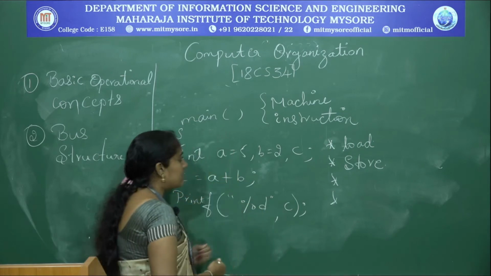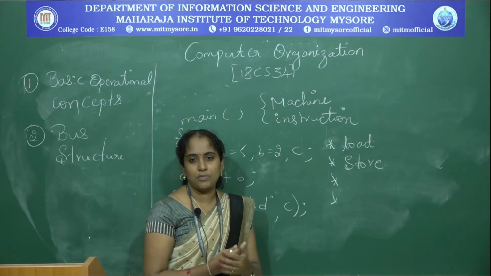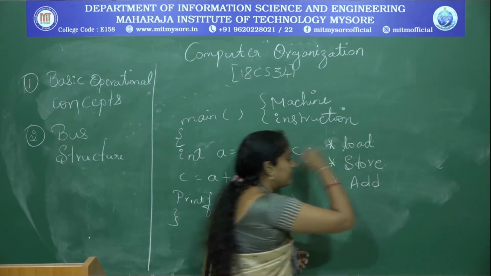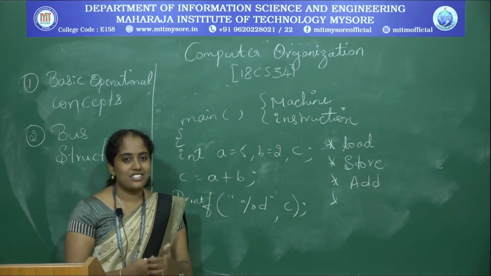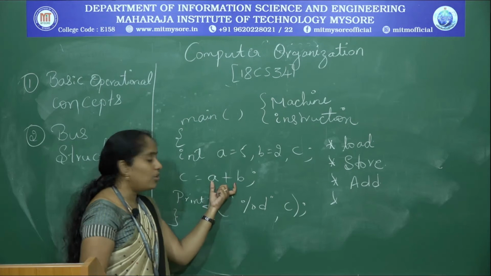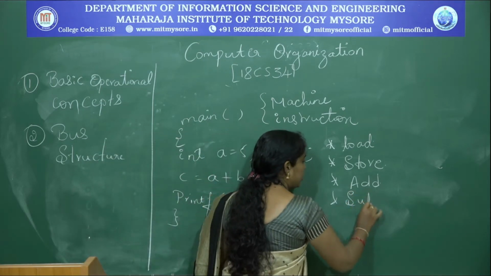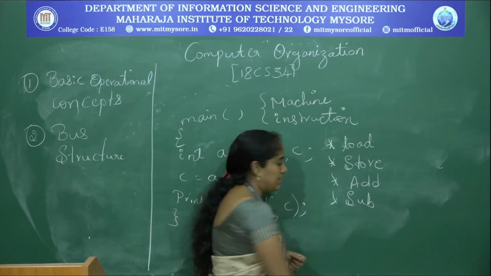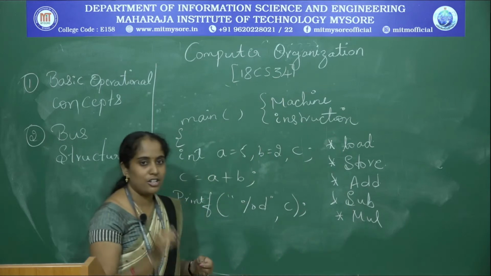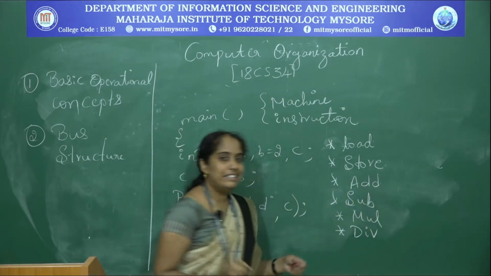Next, for arithmetic and logic operations, we have different types of instructions. The first one is the add instruction. Add is an instruction used to add two numbers. Likewise, for arithmetic operations, sub is an instruction for subtraction, mul is an instruction for multiplication, and div is used for division.